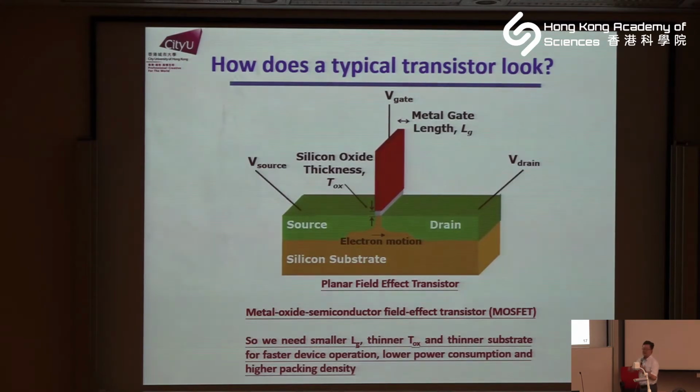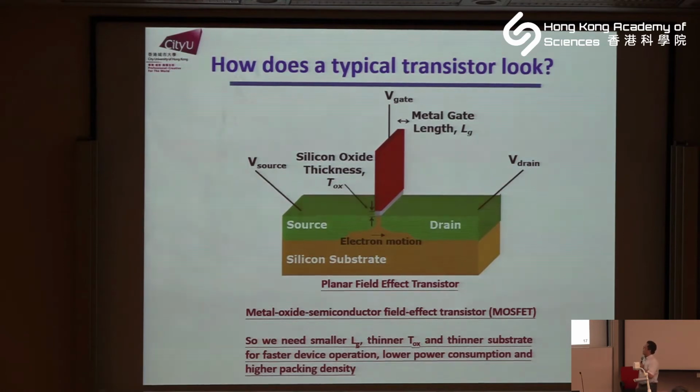But here I want to emphasize a couple of dimensions. For example, gate length, which is how far the electrons run from source to drain. And the other is oxide thickness. If you purchase a CPU right now, the gate length is roughly on the order of 5 to 7 nanometers. This is what we call the 5 to 7 nanometer technology.